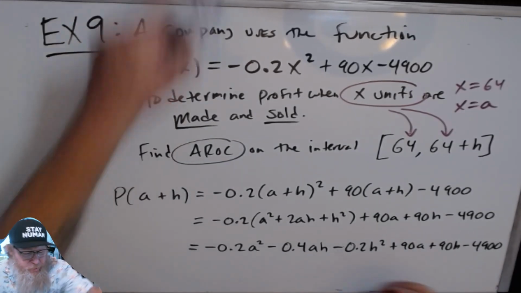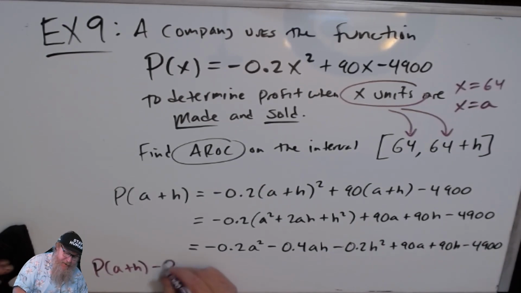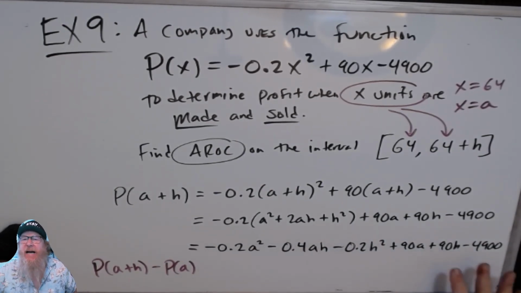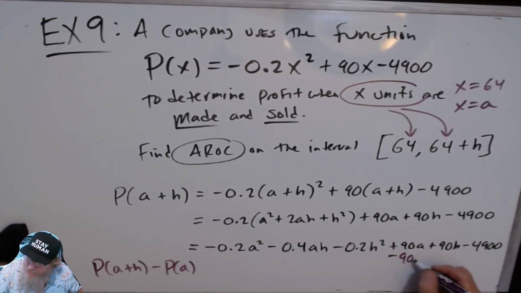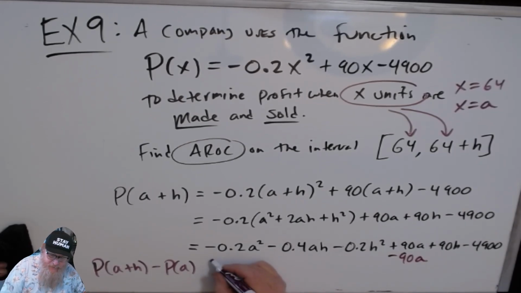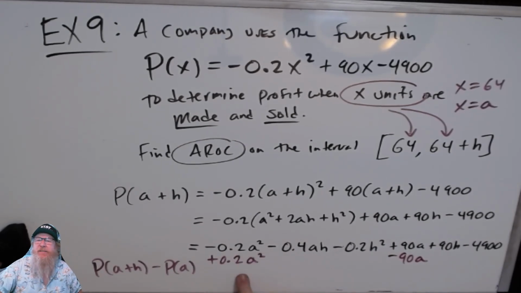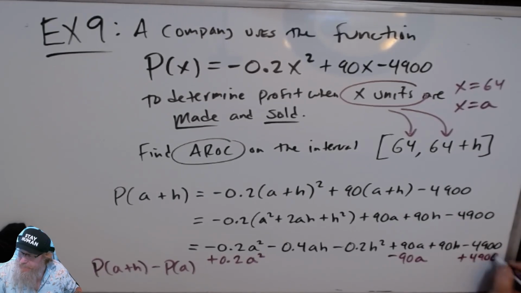Now we're going to subtract P(a), which with these types is very easy. You just subtract all of the terms, do the opposite of all of the terms that have an a. Oh, and the constant term as well.